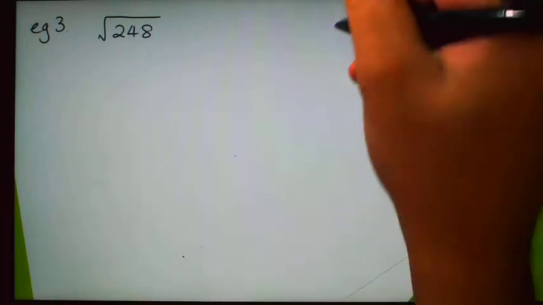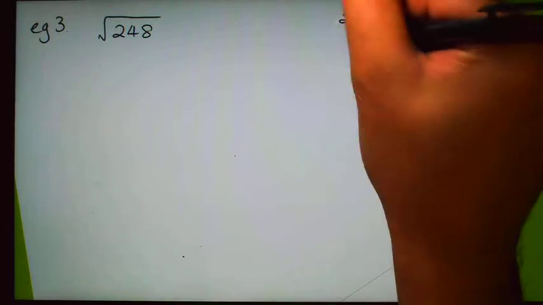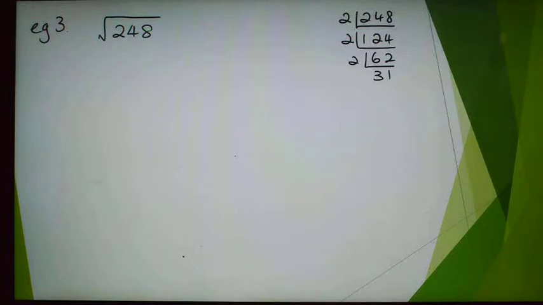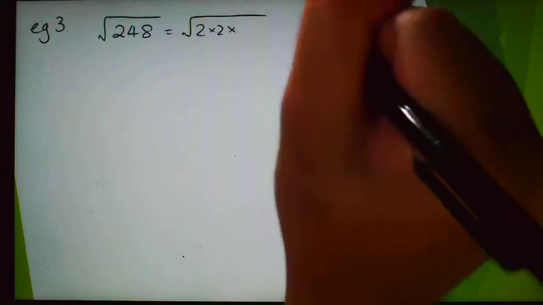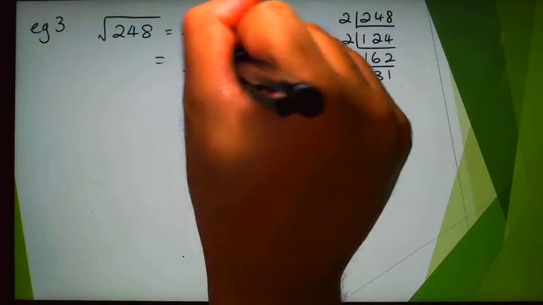Example 3. Square root of 248. Again, 248 divided by 2 is 124, then 62, then 31. This one here, we just only have 2 times 2 times 2 times 31, and again only this pair we can take out, so we just say 2 square root of 62.